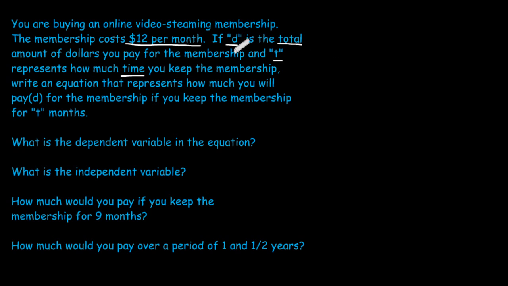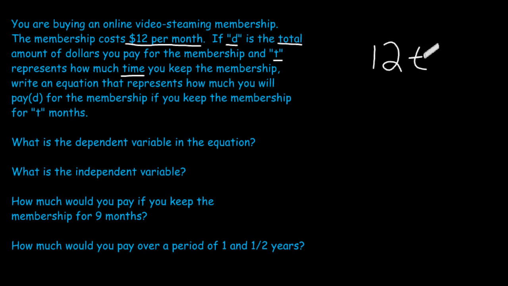So in the problem, it says that the membership costs $12 per month. This is called a unit rate because it gives you an amount as related to 1 unit of something else. So if you kept that membership for 2 months, you would multiply $12 by 2. Or if you kept that membership for 3 months, we would multiply $12 by 3. So we know that we have to multiply $12 by the number of months. And it says in the problem that we have to let the variable t represent the amount of time. So we can multiply $12 by t months.